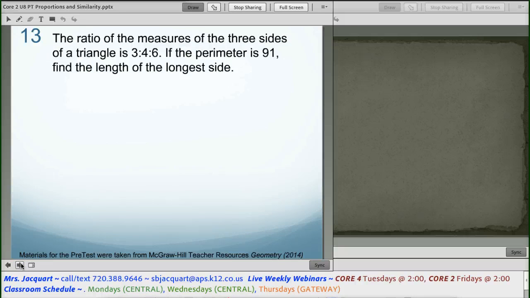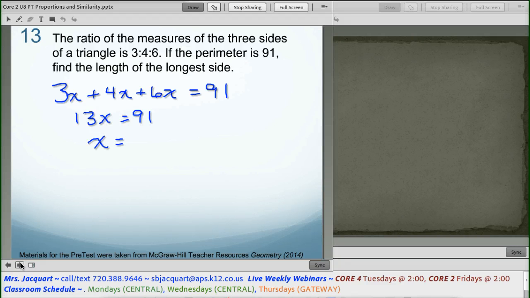All right, the ratio of measures of three sides of a triangle is 3, 4, 6. If the perimeter is 91, find the length of the longest side. So what we're going to do is when our ratios are similar, if I have 3x plus 4x plus 6x, we will get 91. So then this gives me 13x equals 91. So x equals 91 divided by 13, and x is 7.